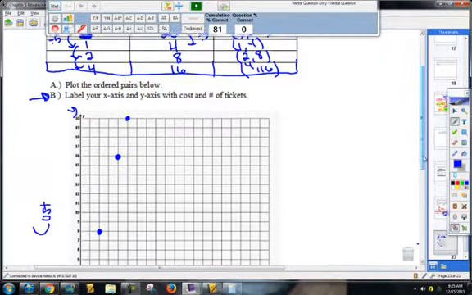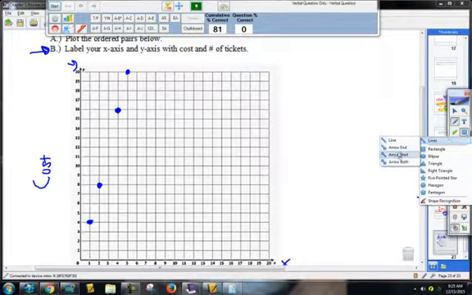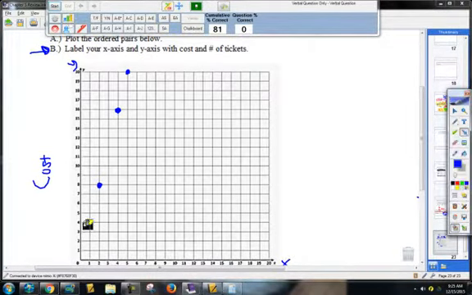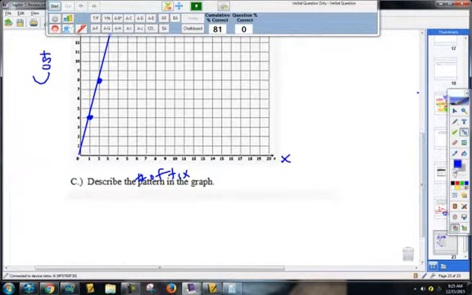What do you have to do on this though? You must draw a line through it. If you don't, it will not be correct. You will lose points. So, yeah, it should look like this. Now, that's the hard part. All you got to do is describe the pattern of the graph.